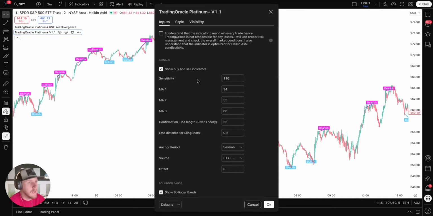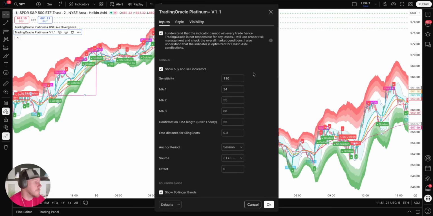As far as the Trading Oracle Platinum Plus, our original suite of indicators, whenever you first get it, you're basically just going to hit this settings box right here. You're going to click the I understand, the indicator cannot win every trade, blah, blah, blah, and that's going to populate everything. So I do want to go through this first, just so I don't forget.